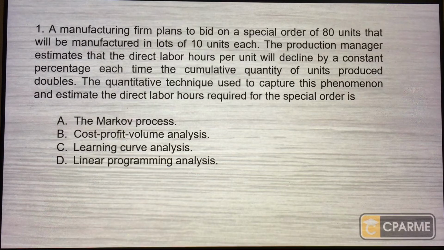Earlier, I already told you to underline the bid, and also the constant percentage, and the doubles. So what is that quantitative technique? I think we have only 3 quantitative techniques we've discussed. First is the regression analysis, second is the learning curve, and the third one is the expected value. So among those 3, which one is being specified by problem number 1? Is it the numerical process called CPV, the learning curve, or the linear programming analysis?